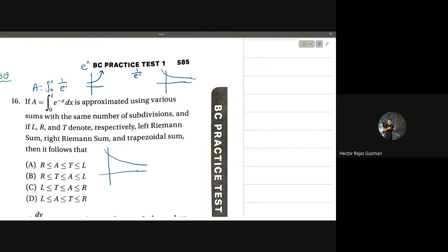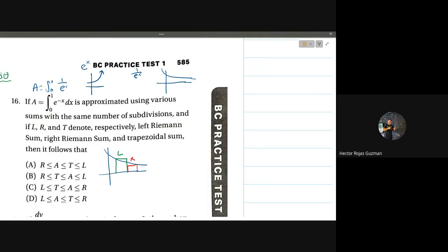Now, if I did a left Riemann sum, it would look like this. An overestimate. And now the bigger you do your subdivision, the more clear it's going to be. So what if I did a right Riemann sum? It's going to be an under approximation.